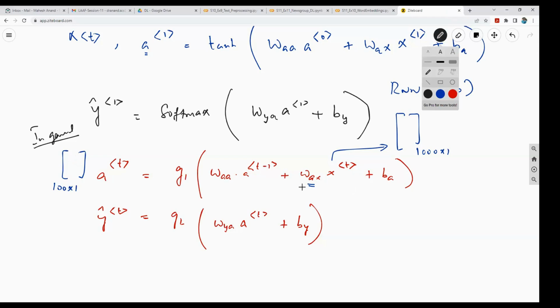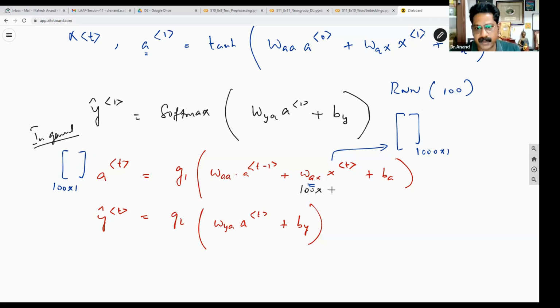100 by 1000. Very good. You can see this 1000 is compatible with this 1000, so this is going to yield a 100 by 1 vector. We don't have any idea about this, so we initialize with all zeros of size 100 by 1, right?